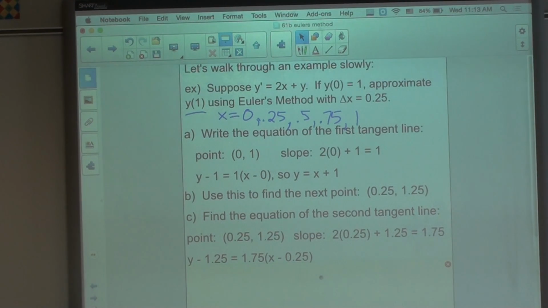Tell me how you got this slope. So are you sure? What do you already know you get from that?